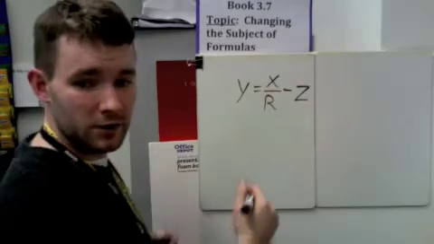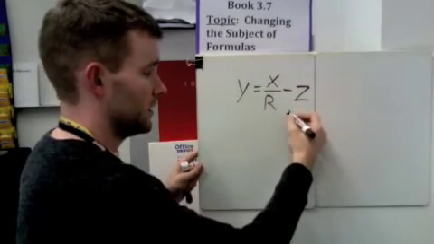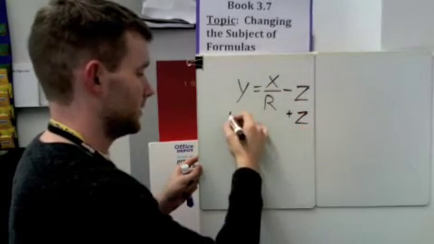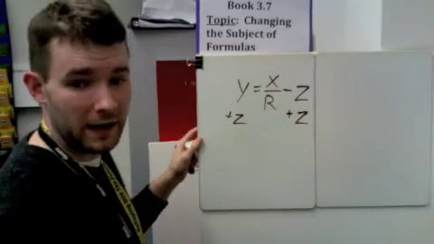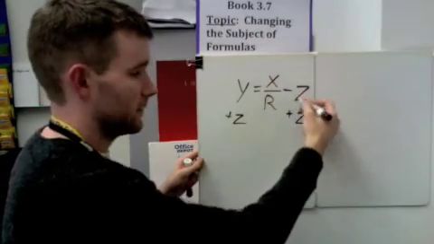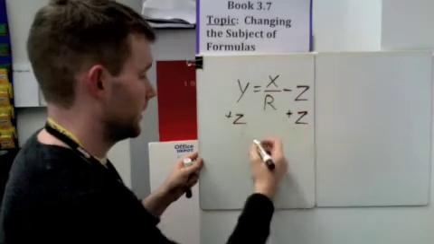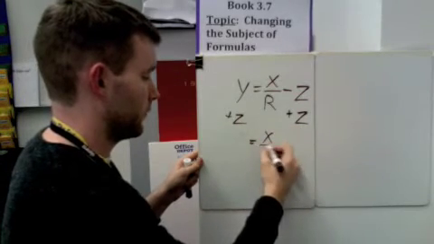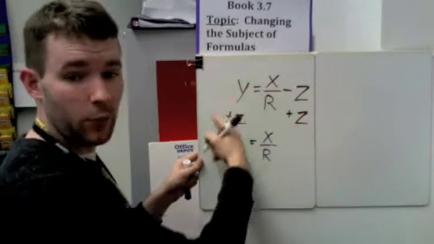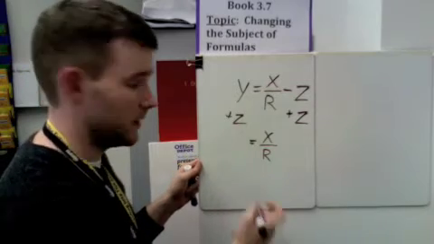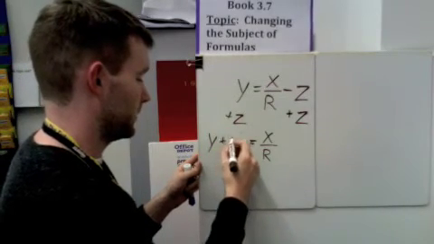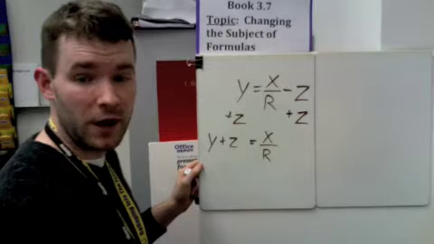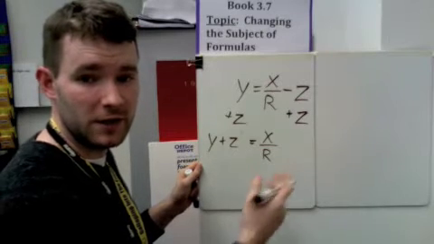Okay, so to undo the subtraction, we would have to do addition, and so we would add z to each side. Now what that leaves us with is on the right side here, negative z plus z makes 0, and then all that's remaining is x over r. Now on the left side we have y plus z, and I don't know how to do that, so I'm just going to write y plus z. Okay, so now pause the video and see if you can do the next step.